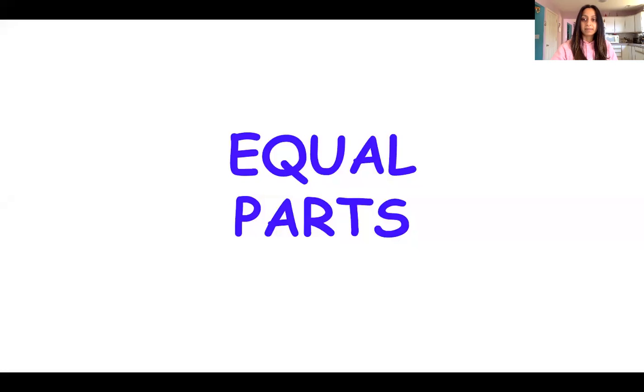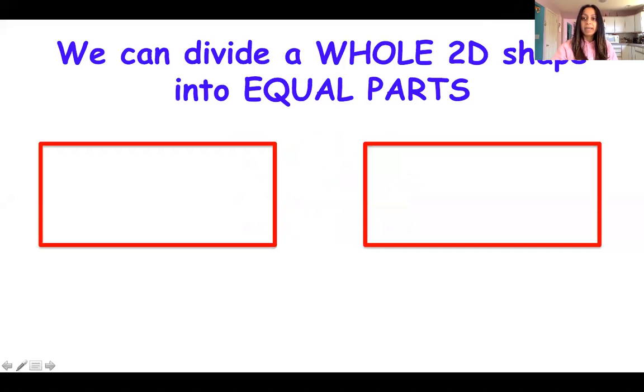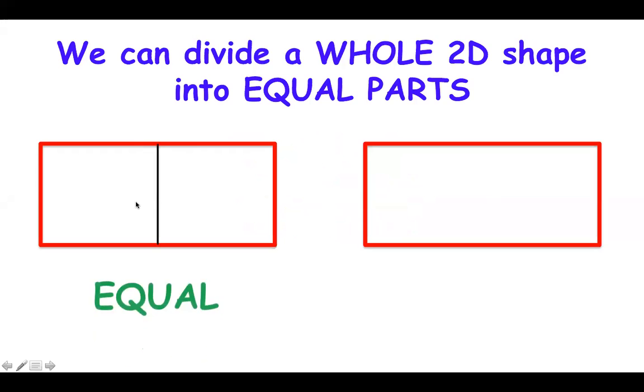All right, friends. So, we can divide 2D shapes into equal parts. Here I have two rectangles. In this first rectangle, if I draw a line up and down right into the middle, it divides this rectangle into two equal parts. This part is the first part, this part is the second part, and if you look at them very carefully, they're equal because they're the same size and they're the same shape.